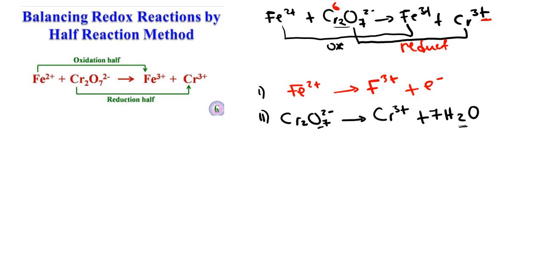So I'll say chromium 2, oxygen 7, then negative 2, then plus hydrogen. So now I'm adding how many hydrogen? 14. So about hydrogen ion, you add hydrogen ion, so say 14. Okay, 14 hydrogen ions, like that. Hydrogen ions positively charged like that, then is equal to the same thing. Okay, 3 plus, then plus 7 H2O.